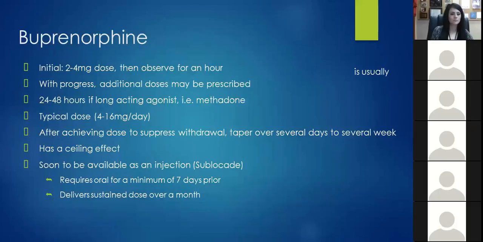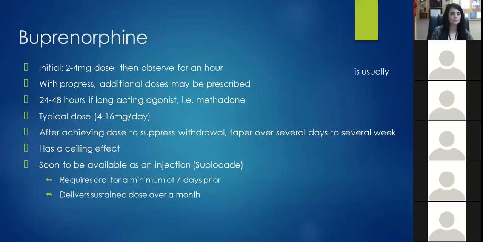And then, like I said, because it's a partial agonist, it can only reach a certain threshold. It has a ceiling effect in terms of effectiveness. So you only get to a certain limit, or a certain maximum amount, based on how many you're giving.